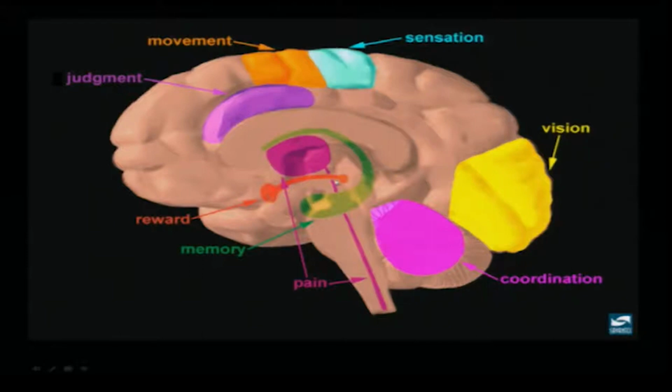This is the area which ensures that if I perform well in the class, I will get an award, or if I do this, the reward will be given to me, and so on. Then you have the coordination area, which ensures all the coordinated motion of your body: visual coordination, eye coordination, hearing coordination, and so on.